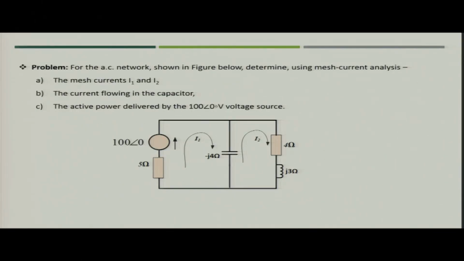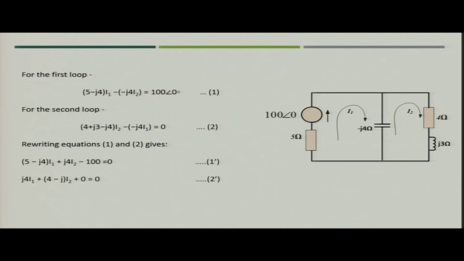Now, let us talk about another example. This example is not a DC network, it is related to an AC network as shown in the figure below. The objective is to determine the mesh currents I1 and I2, the current flowing in the capacitor, and the active power delivered by the 100 volt source, with the reference phasor as 0. So, we will use this circuit and apply the mesh analysis technique and find out the result.